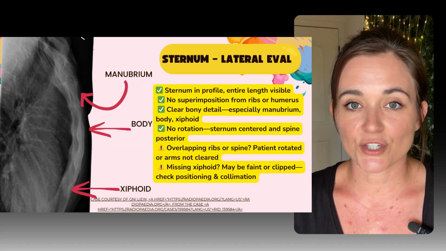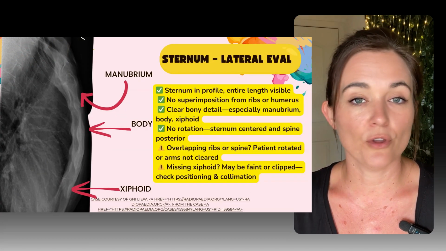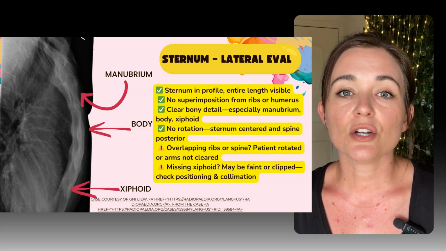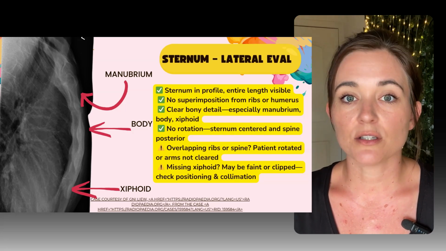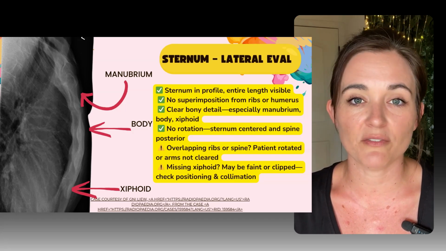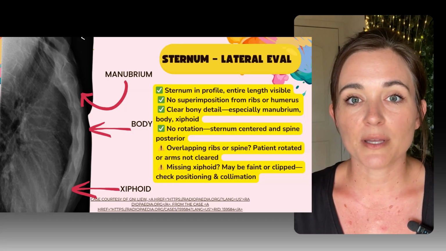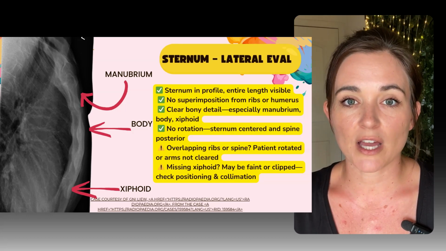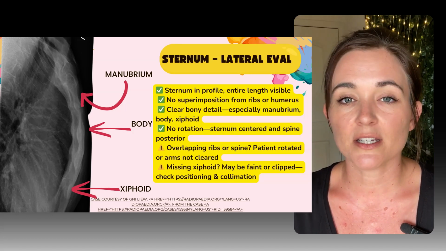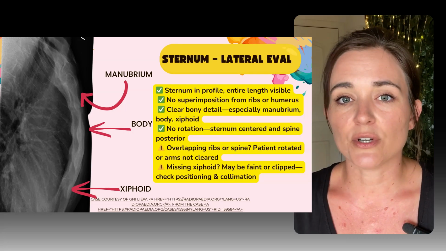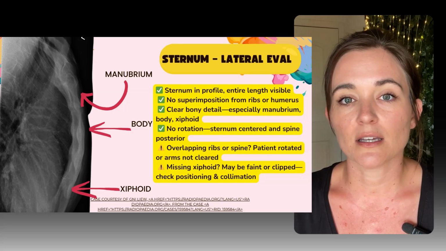The entire sternum should be in profile, no rotation, no overlapping ribs or arms. Look for clear bony margins. Manubrium, sternal body, and xiphoid should all be visible. Overlapping lung markings should be minimal. If the sternum is overlapped by ribs or the spine, check patient position and rotation. If the xiphoid is hard to see, don't panic. It's often faint depending on the patient.